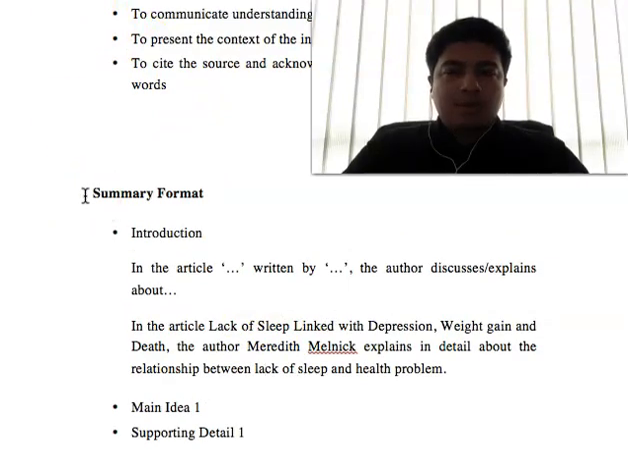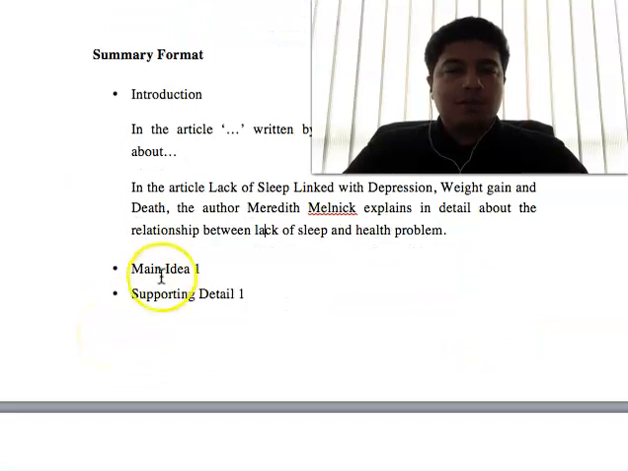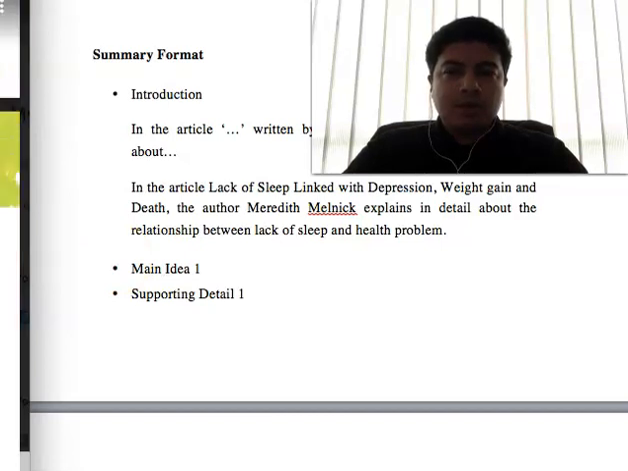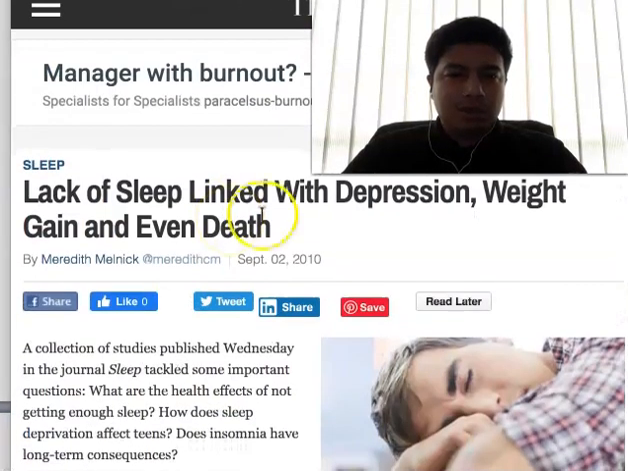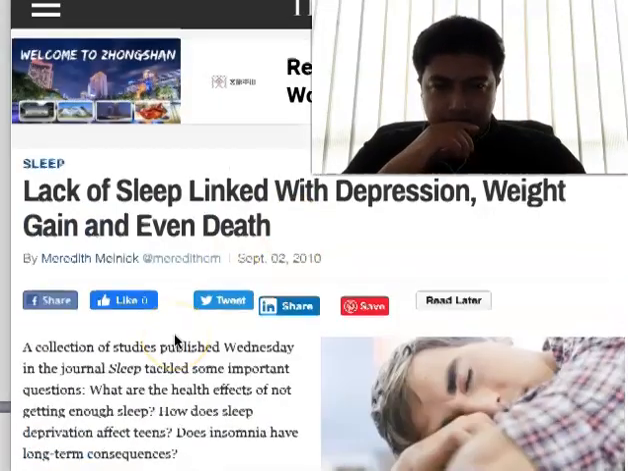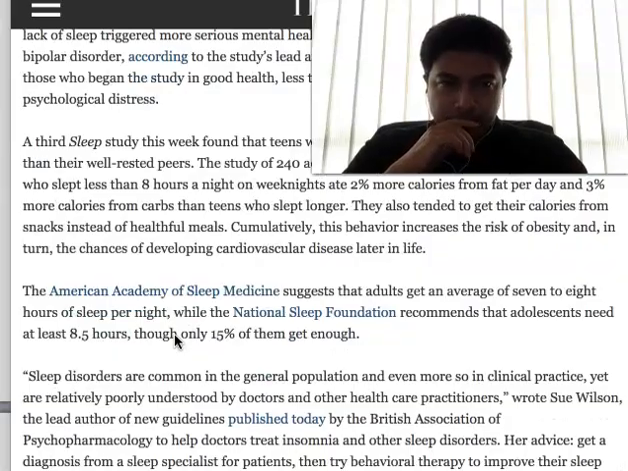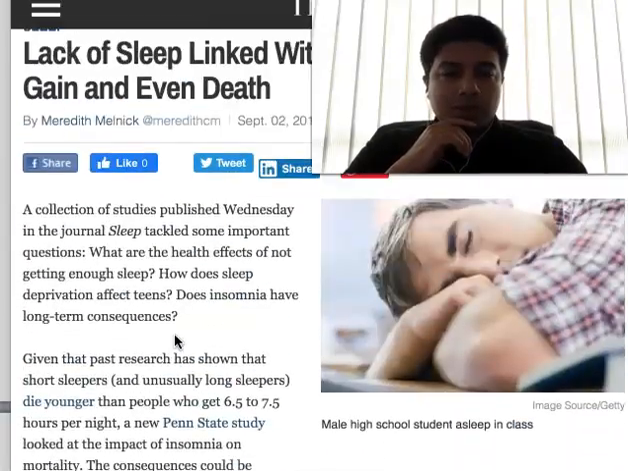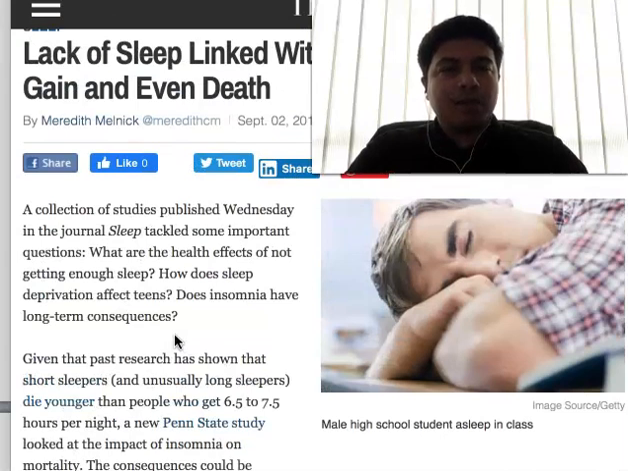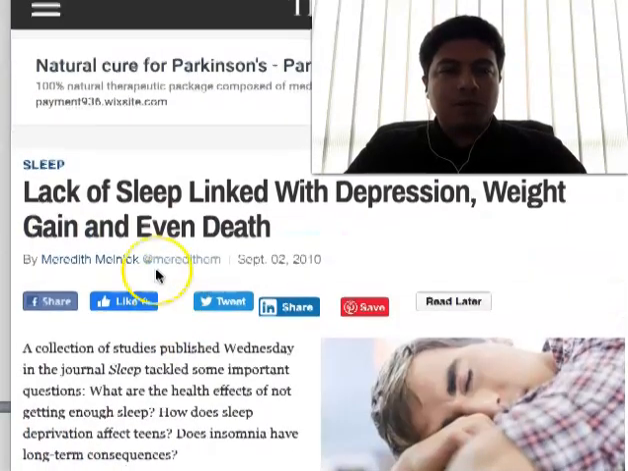Now once I've done with my introduction, I would go to the main idea. The main idea is the main point of the article. How do you know which would be the main idea of the article? Let's say this is the article just now, lack of sleep linked with depression, weight gain, and even death. It is quite long, and there are a lot of points being mentioned in this article. So how do you know which points are the important points that I can mention in my summary, so that when people read my summary, they will know what this article is all about.